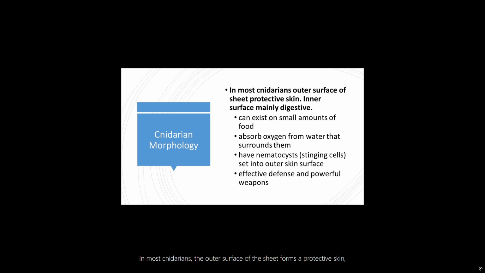In most cnidarians, the outer surface of the sheet forms a protective skin, while the inner surface is mainly digestive. They can exist on small amounts of food and absorb oxygen from the water that surrounds them. They have nematocysts, which are stinging cells set into the outer skin surface. These cells are an effective defense and powerful weapons.